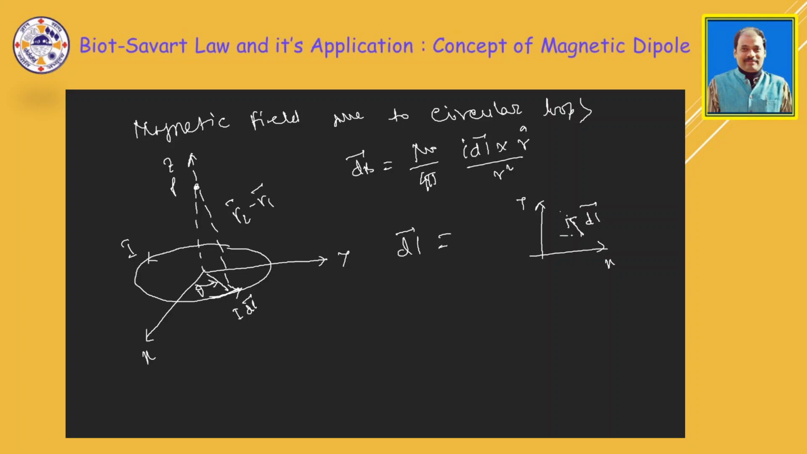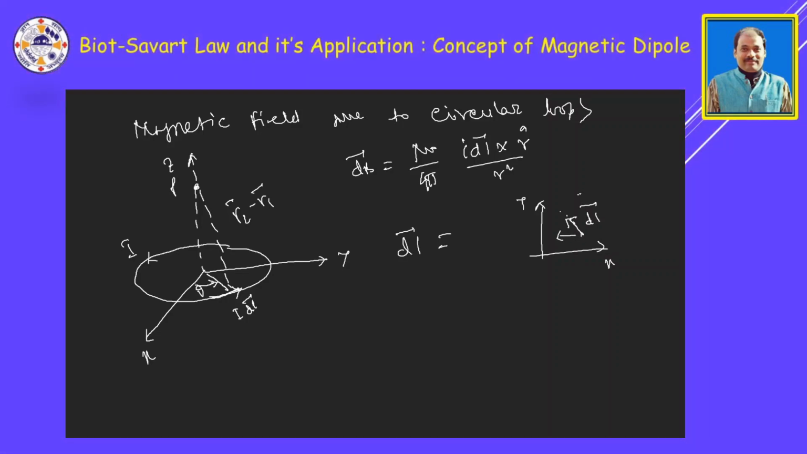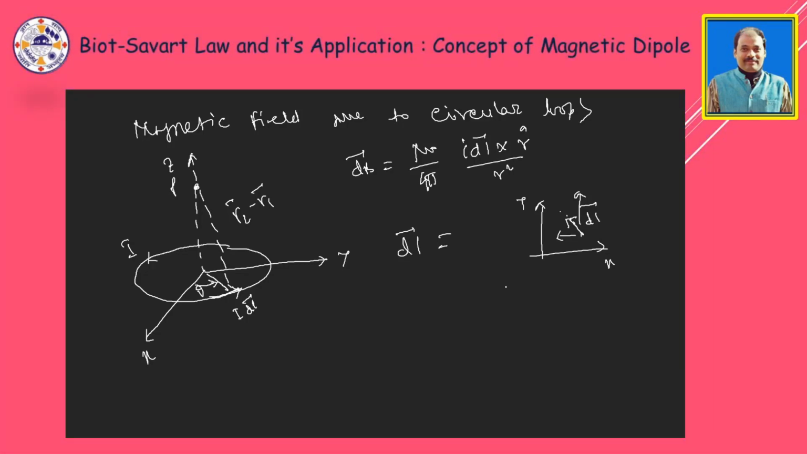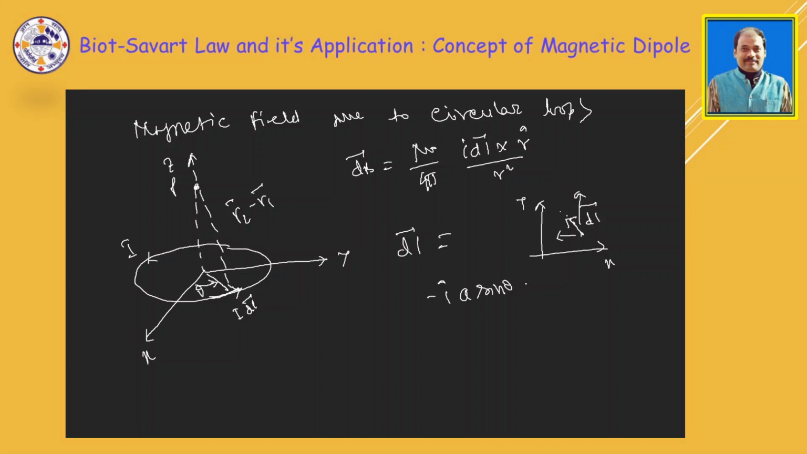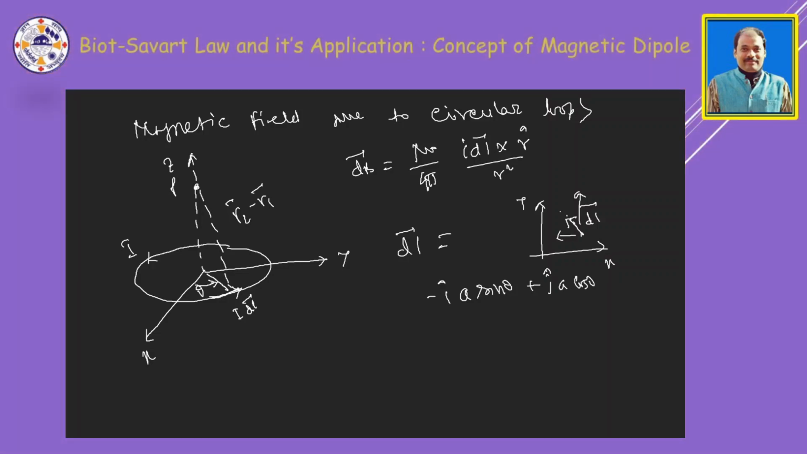I can vectorially find its components along x and y axis. So I can write as per the figure that dl is equals to minus i hat a sine theta d theta plus j hat a cos theta d theta.